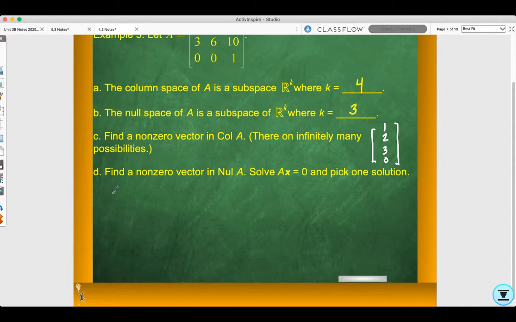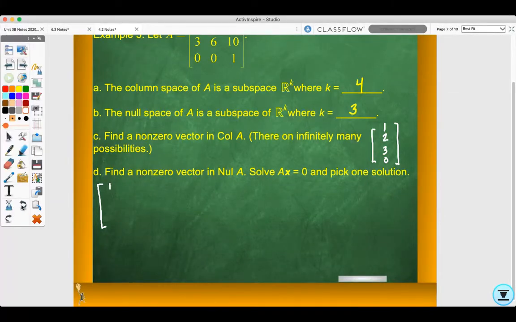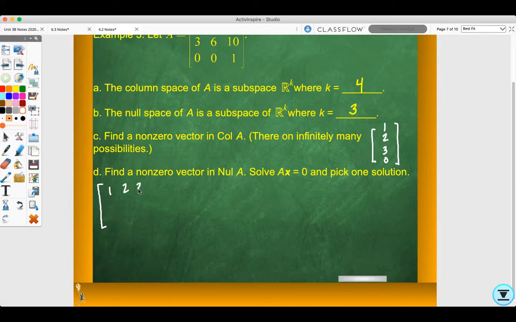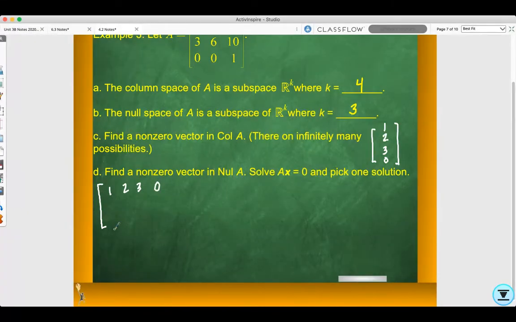So we have A up there, and we need to write A and find a solution for A when it's set equal to 0. So we have 1, 2, 3 equals 0. And then 2, 4, 7 equals 0, 3, 6, 10, 0, and then 0, 0, 1, 0.